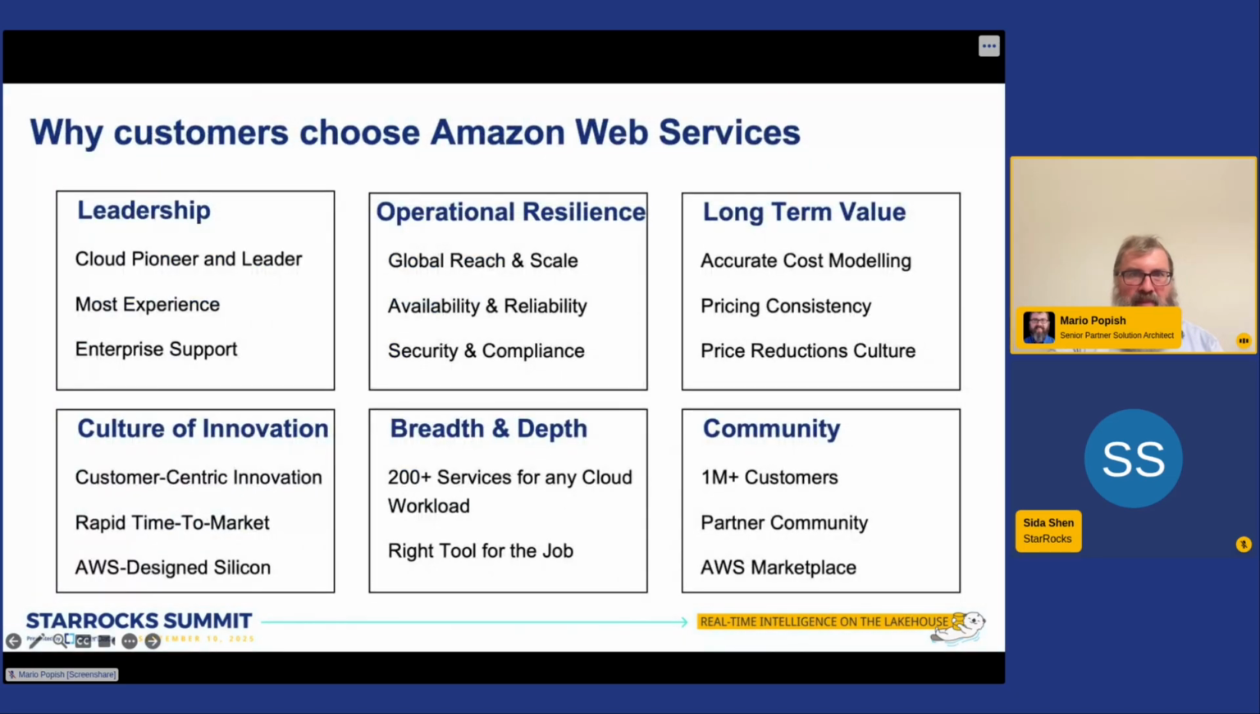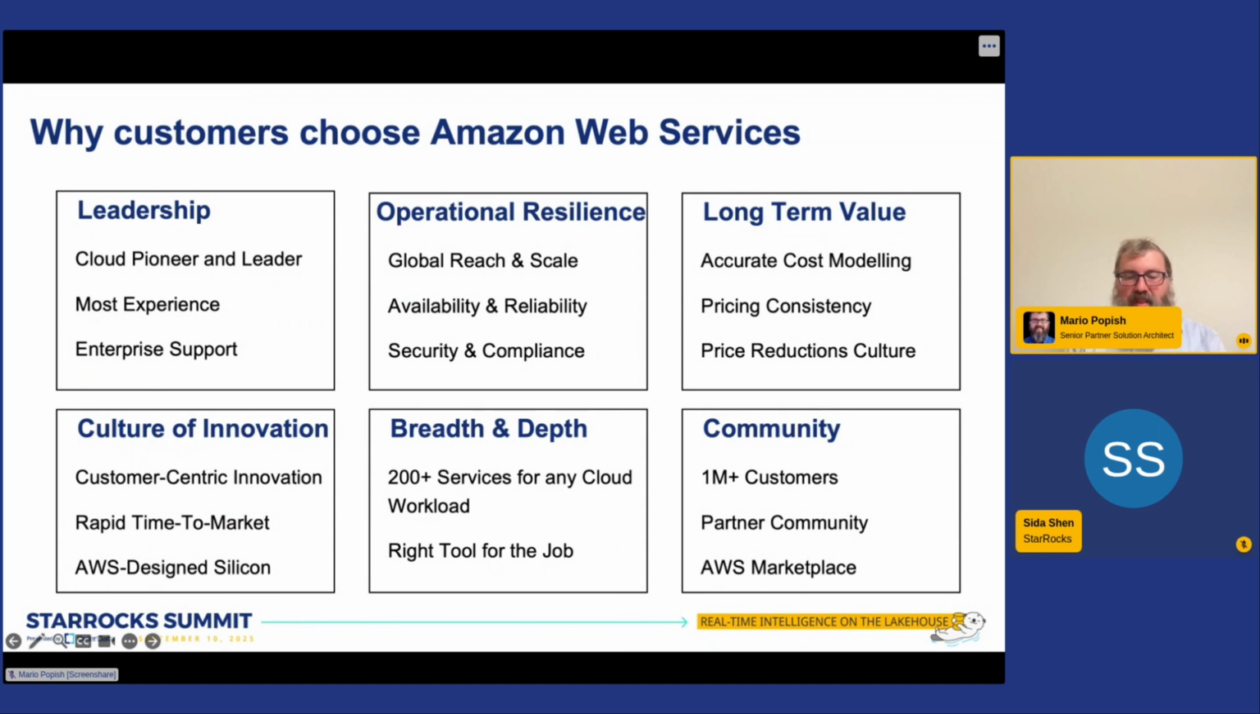With that, why do customers choose AWS? Well, first, what is AWS? I suppose you all probably know this already, but it bears repeating: AWS is the world's most comprehensive and broadly adopted cloud, offering over 200 fully featured services from data centers around the world. Millions of customers, including the fastest growing startups, largest enterprises, and leading government agencies are using AWS to become more agile, to lower their costs, and to innovate faster.